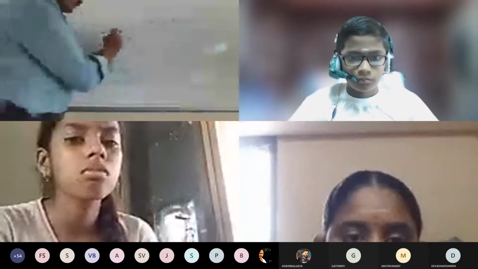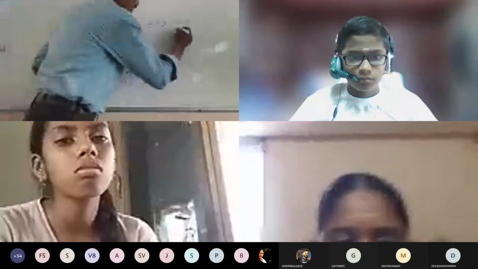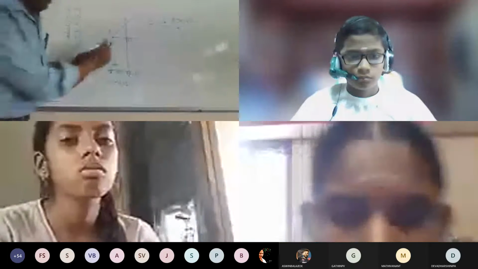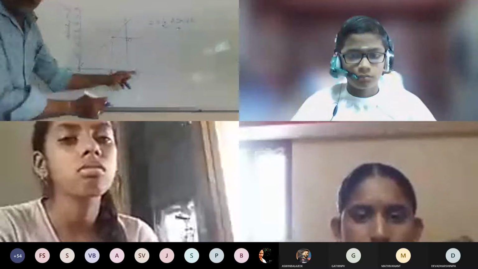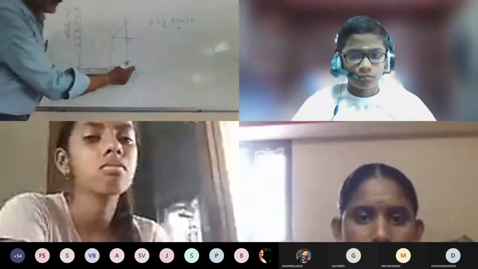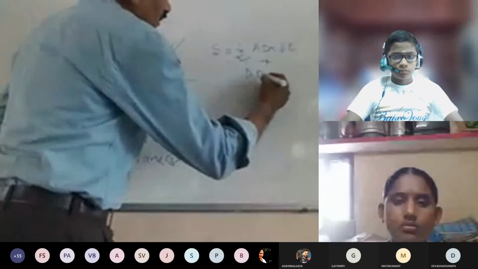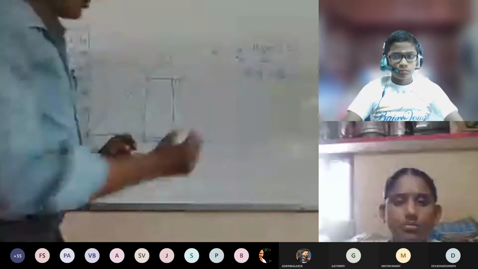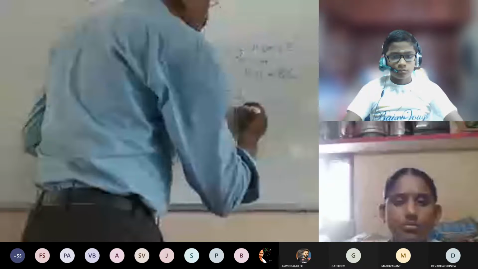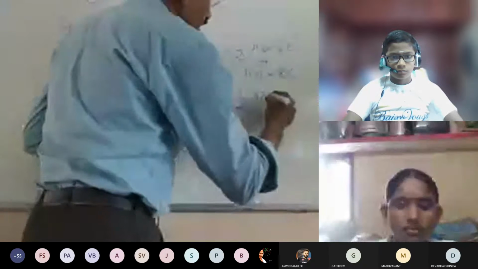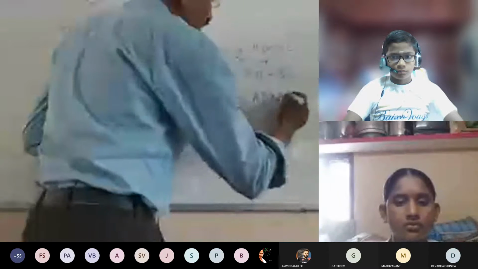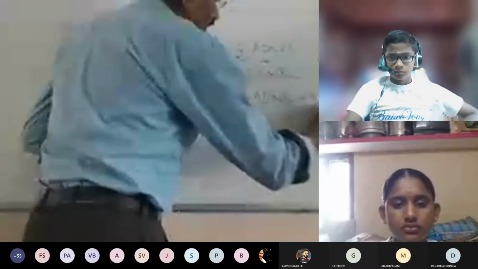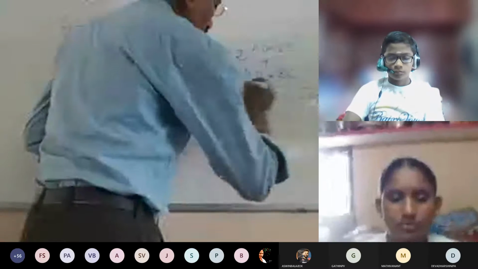Now I want to calculate the area of the rectangle. What is the form of area of the rectangle? AB into BC. This is length and this is breadth. So the total is half into AD into DE plus AB into BC. Now after getting the values, you can substitute the values and get the total distance traveled by the car.